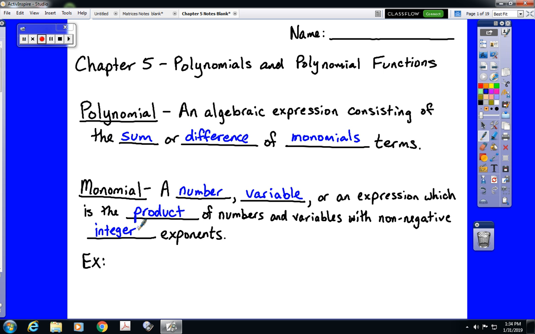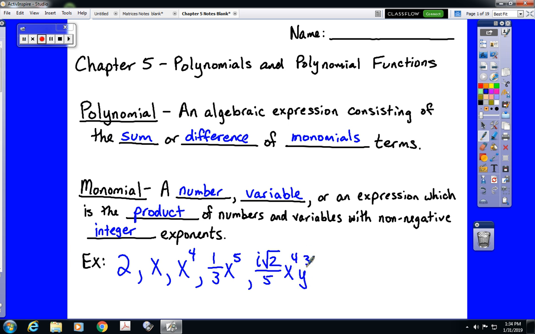So some examples. First of all, any number, such as 2, that would be a monomial. Any variable, like x, or even a variable to a power, those would all be examples of monomials. You could have any number with a variable to a power. In fact, it doesn't matter how ugly that number is, or how many variables it has, as long as they are being multiplied together. All of these are examples of monomials. Notice it's the product of numbers and variables.